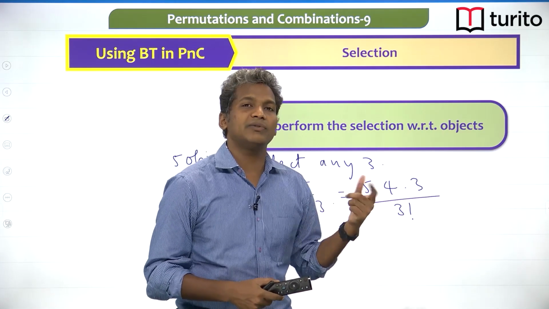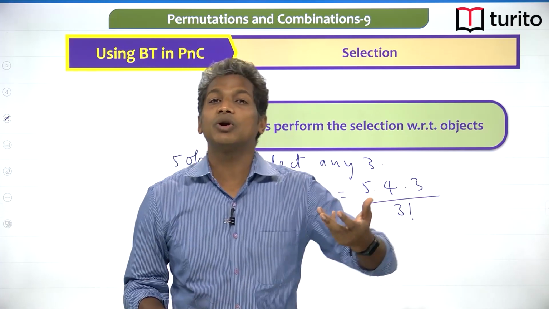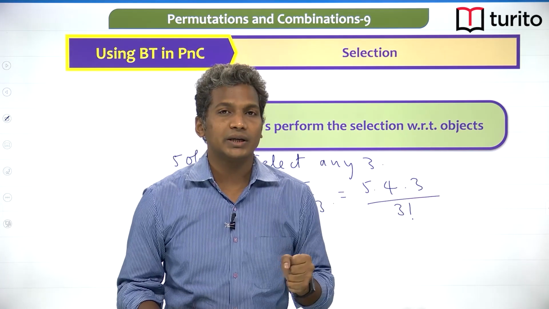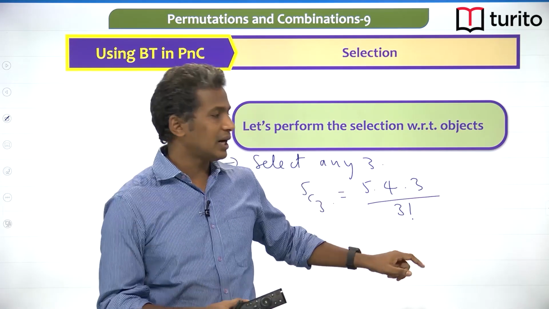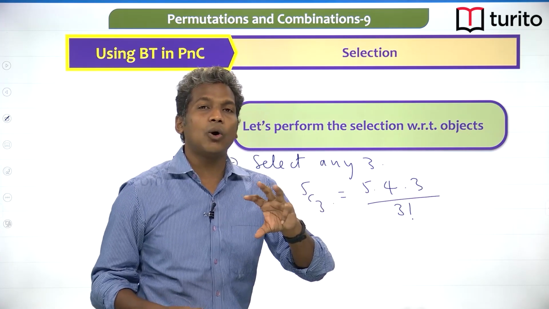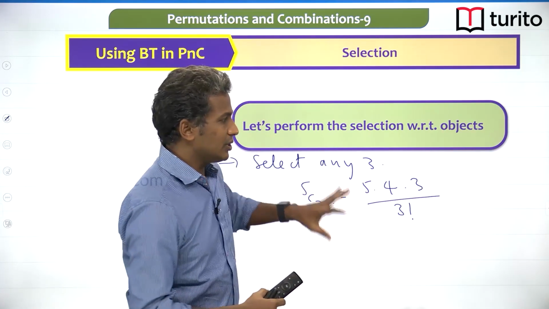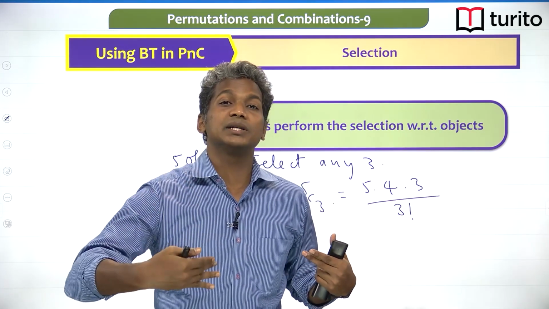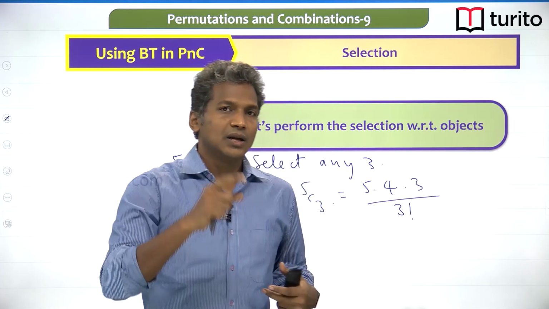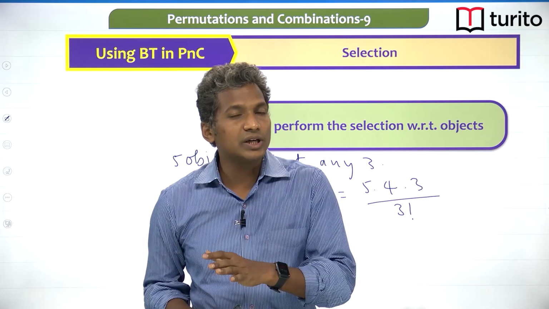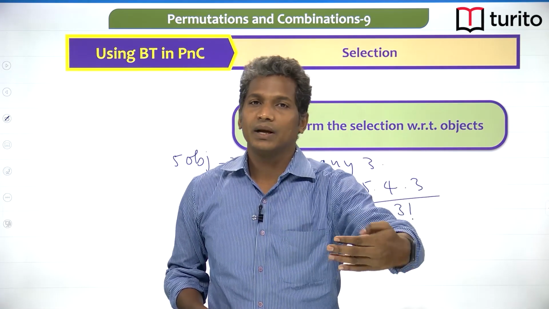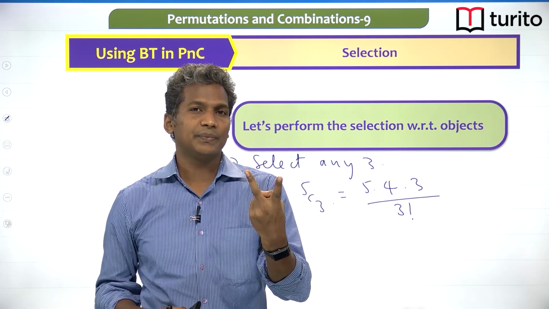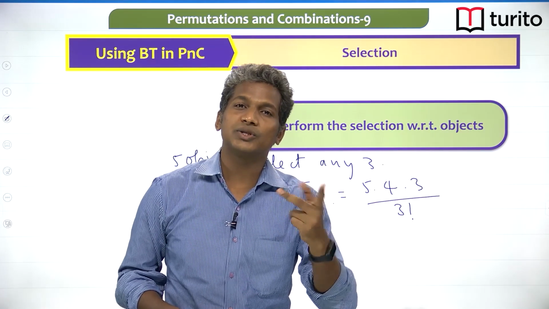These 5, 4 and 3 are the choices that we are making. And we are dividing by 3 factorial because the order of selection is not important to us, but in 5 into 4 into 3 all orders are counted. So to balance that over counting, we divide by 3 factorial, which is the number of orders among those 3. So here the calculation is done with respect to the person who is doing the selection. Now if you do this calculation with respect to the objects, then how will the story be? Every object is going to have 2 options only. Either it gets selected or it does not get selected.